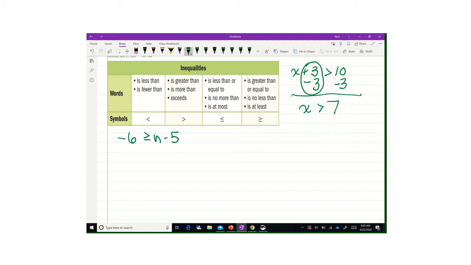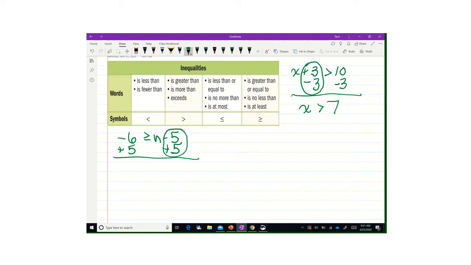All right, let's go down to the bottom one. We have negative 6 is greater than or equal to n minus 5. So again, we're going to look for the side with the variable on it. We see the letter n, and we're going to notice that there's a takeaway 5 here. Opposite of taking away is adding, so we're going to add a 5 to this side. What we do to one side, we also do to the other, so we'll add a 5 here.